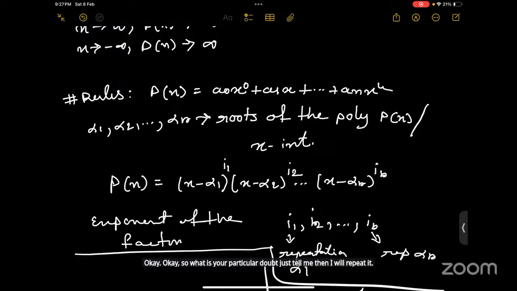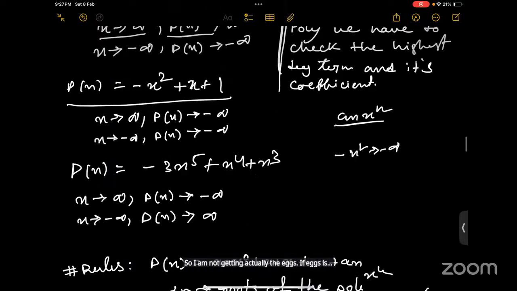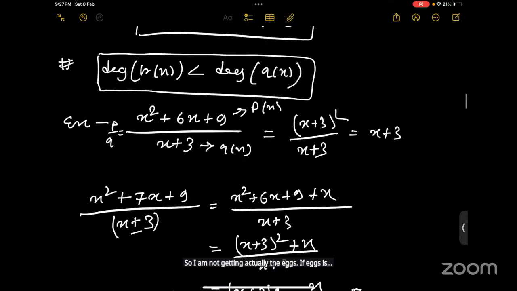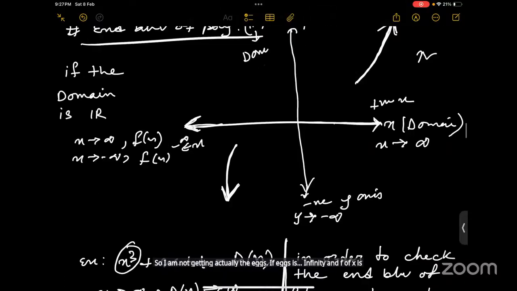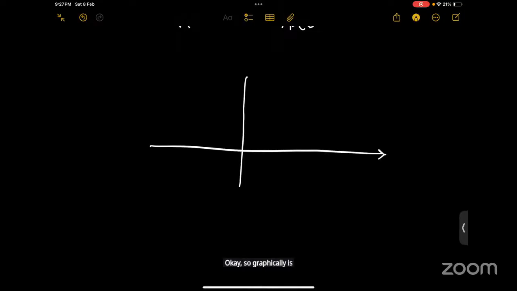I'm not getting actually the concept behind it when x is infinity and f of x is infinity. Okay. So graphically, is it fine, or graphically you are confused? Both the things, ma'am.